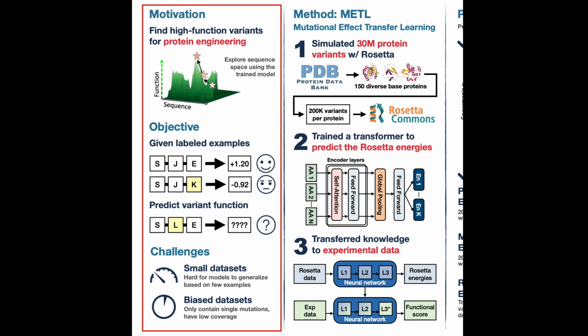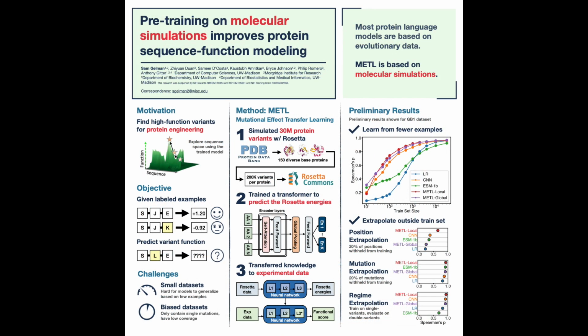The challenge is that many labeled datasets are small or biased, which limits the ability of a machine learning model to generalize based on that data. We want to overcome these challenges by utilizing molecular simulations. Like I said before, many other methods use evolutionary data. That data contains a strong signal, but it's not necessarily ideal for protein engineering, where we might be interested in variants that wouldn't appear in nature.